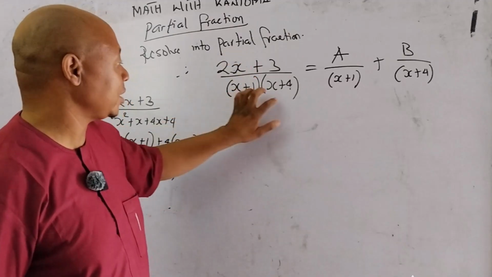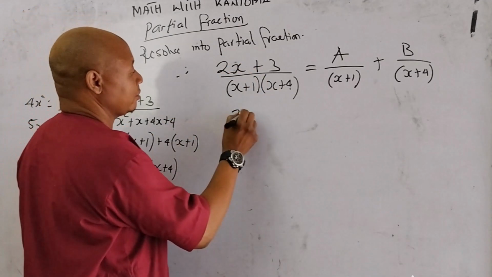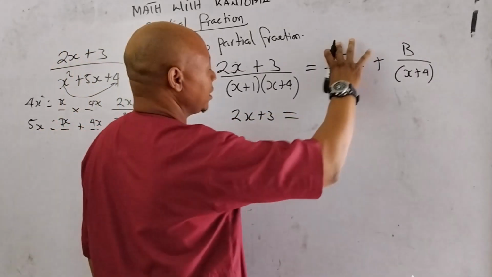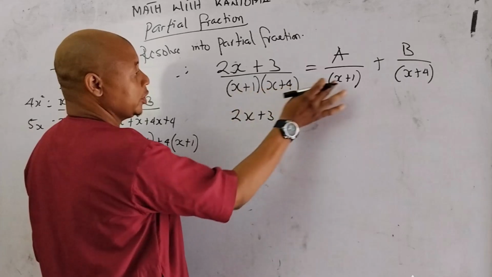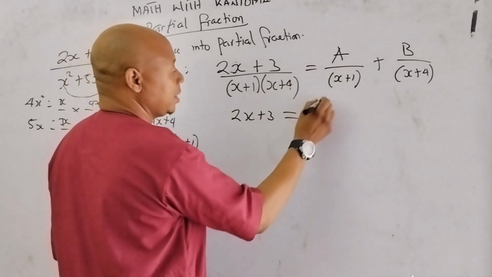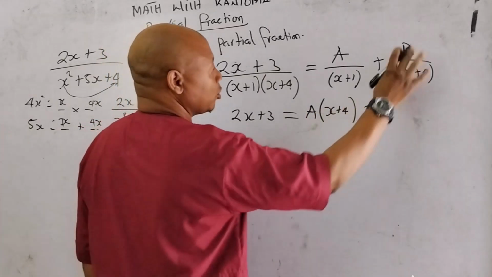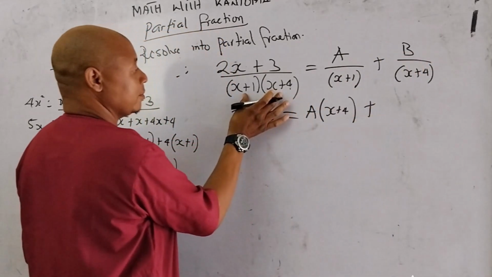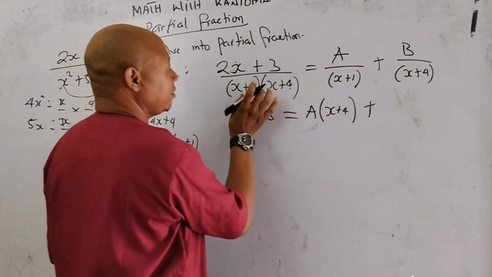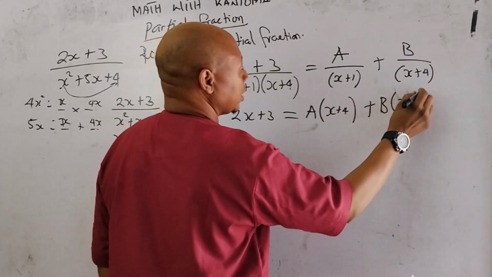If you multiply this time by the denominator, it will disappear, leaving this value, meaning we have 2x plus 3 is equal to. Multiply this fraction by the whole of this denominator. You will notice that this will cancel this, leaving this one. So I have a times this value now, x plus 4. Plus, multiply this fraction also by the LCM, which is this one. So this function will cancel this, leaving this one. Multiply by this one, I have b times x plus 1.